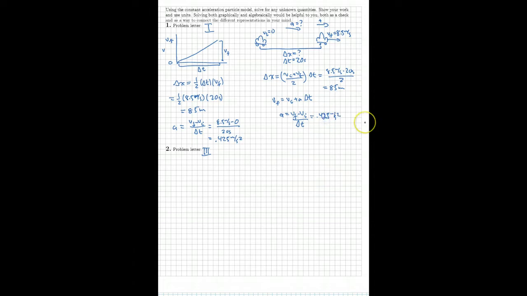Okay, second problem, or problem 3 rather. So here we start off with a VI of 8.5 meters per second, and we end with a VF of 0. That all takes 20 seconds again.